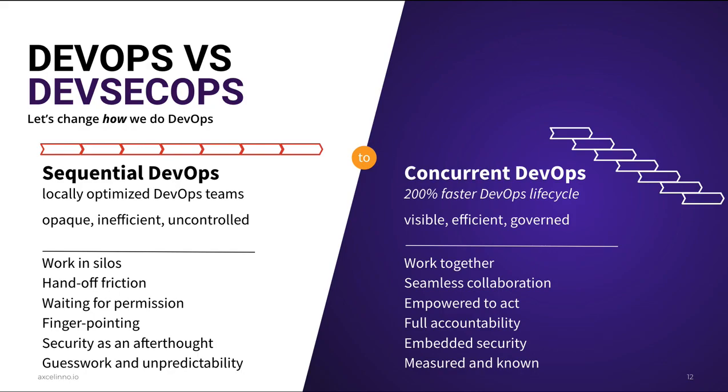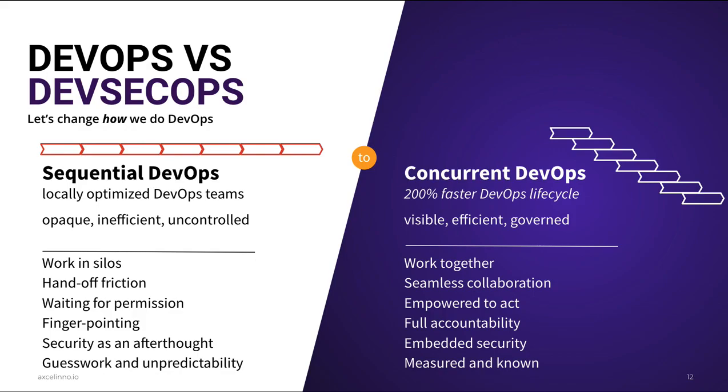What we really want to do is move into a faster DevOps lifecycle where it's very much visible, efficient, and governed. That's the security piece and the audit and compliance piece, where all these groups are working together in a seamless fashion. Everybody's empowered to act because everybody's thinking about security. And because everybody's thinking about security, there's full accountability as well. And when something happens and is identified, how do you learn from it? Now, security is embedded in the SDLC as opposed to an afterthought.